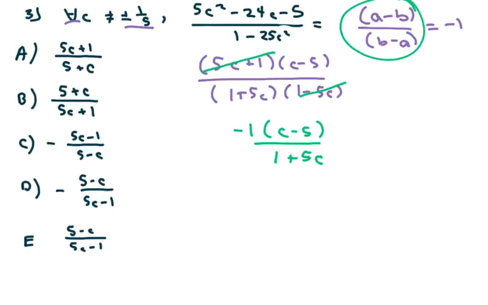Let's see. Did I do something wrong here? Oops, I crossed out the wrong one. No, I actually did this wrong. So I should have crossed these two out. So we'll get 5 minus C over 5C minus 1.